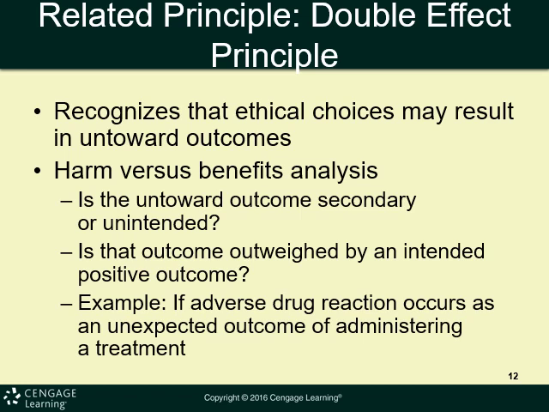Reconciling the existence of unfortunate events and outcomes with these two concepts can be accomplished by applying the double effect principle. The double effect principle refers to the principle that recognizes that ethical choices may result in untoward outcomes. One may proceed with an ethical choice presenting a double effect if the untoward outcome is not the intended outcome but a secondary outcome and is outweighed by the intended positive or neutral outcome, the harm versus the benefit.